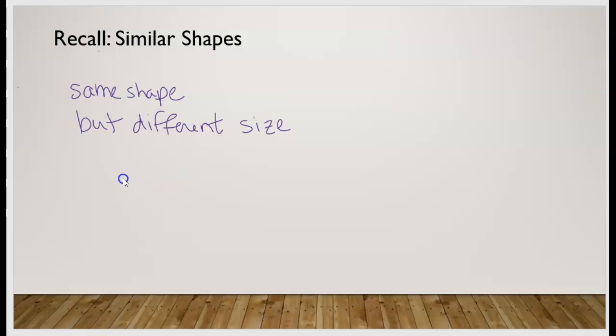The symbol for similar is just the one tilde or the one squiggle. We've seen this one. This means congruent, right? And that means they're the exact same shape and the exact same size. But today we're going to talk about similar shapes, things that are the same shape but different sizes. So here's an example. These are the same shape, they're both triangles, but they're obviously different sizes.